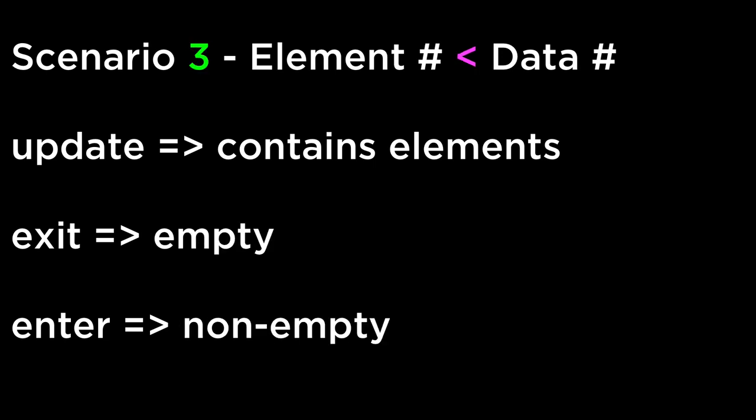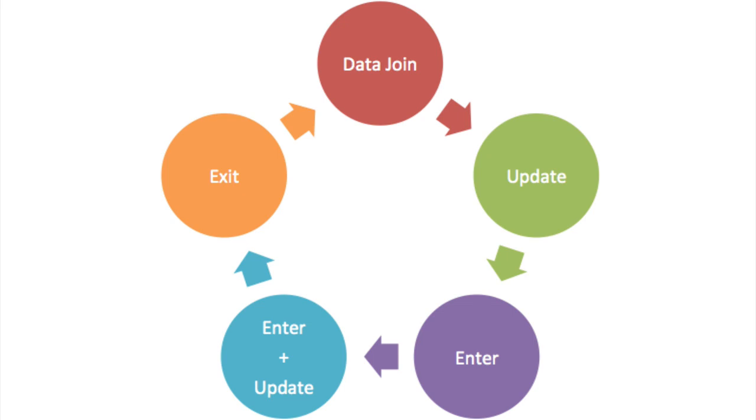In scenario 3, we have fewer existing elements than data elements to be bound. In this case, the update selection will contain elements, the exit selection will be empty, and the enter selection will be non-empty as there are fewer existing elements than data elements to be bound. Every time we update data and bind it to our elements, we will run into one of the three scenarios. To keep it straight in our heads and in the code, we use the D3 update pattern. This pattern behaves in a way that regardless of what scenario we are in, the necessary steps are run in order to ensure we are using the correct data.